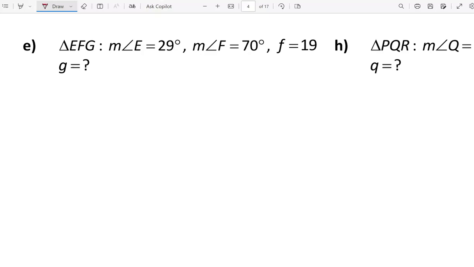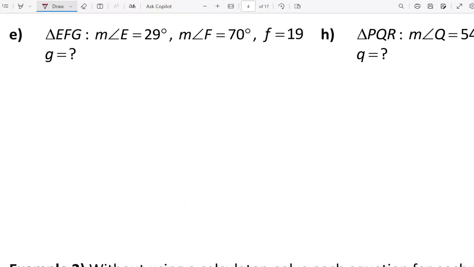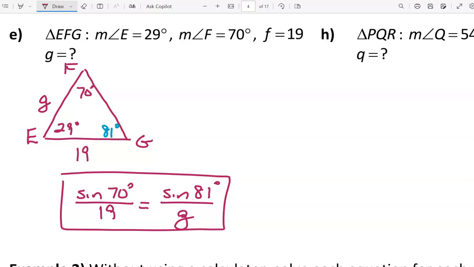All right, let's try E. Or rather, why don't you try E on your own and pause the video while we do this. Here's the equation that results from example E. Notice that we had to find the third angle first to make sure that we had an angle that was opposite side G, which needed to be in the proportion.